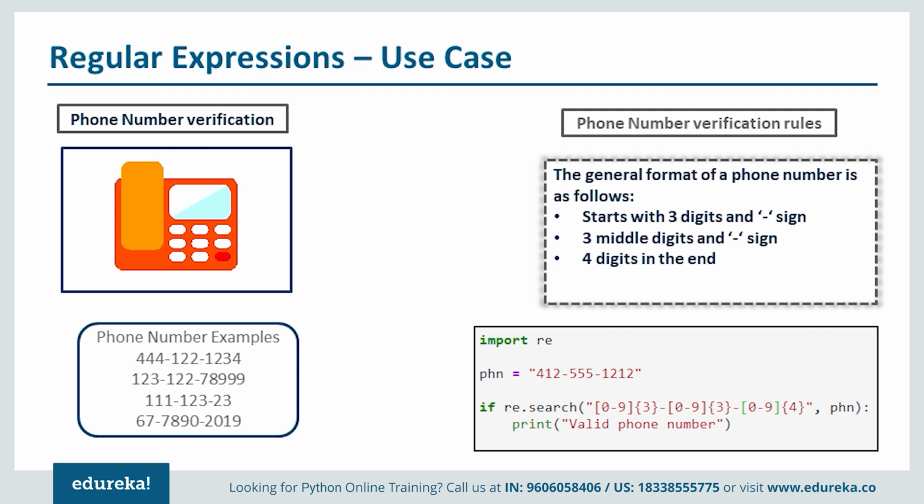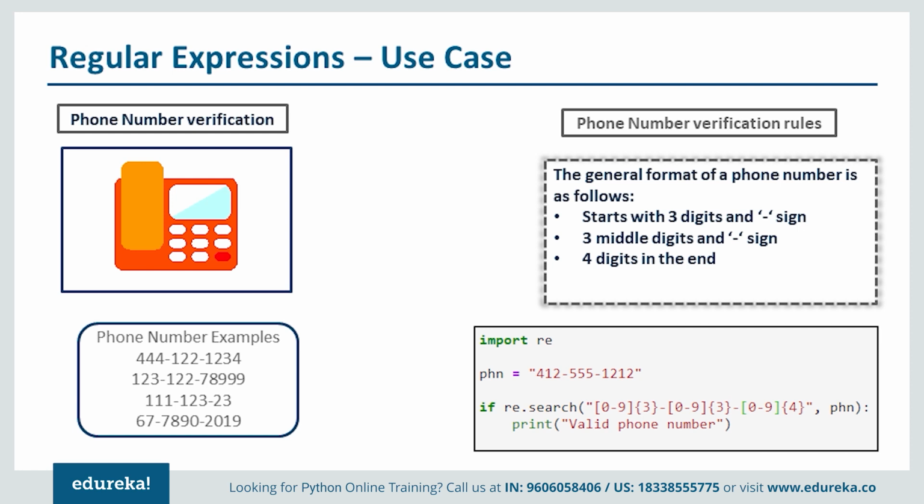We can use regular expressions for phone number verification. The phone number verification rules are that it starts with 3 digits, then a hyphen. Then again 3 digits, then again a hyphen, and the last part has 4 digits. So we are going to build the regular expression in such a way. You can see that we are using the range 0 to 9, so numbers can be 0 to 9.